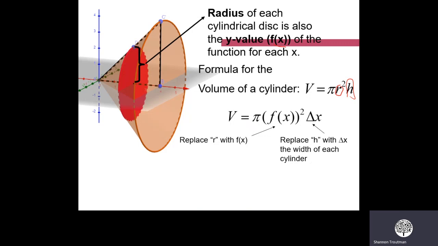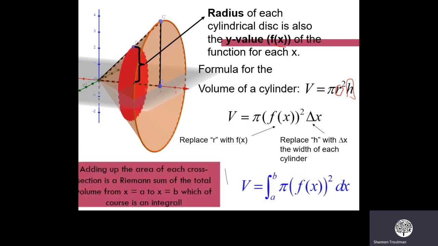Okay, so that means putting this all together, when we add up the area of each cross section, it is a Riemann sum of your volume. So you get the following formula: the integral from point a to point b, which are your left and right boundaries as usual, times pi times f of x squared dx.